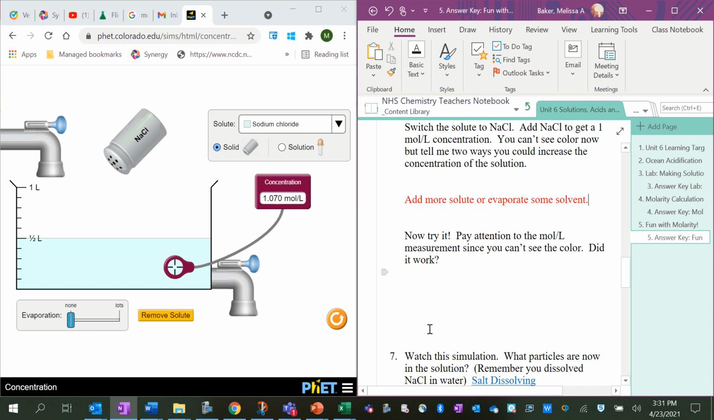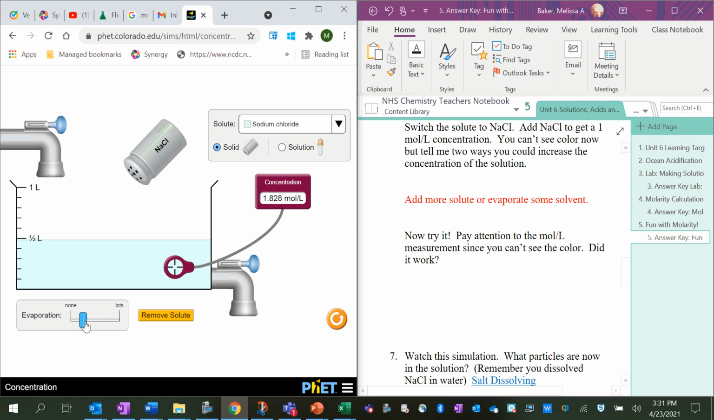Now try it. Pay attention to the moles per liter. So I could add this. That increased the concentration, or I could evaporate. That also is increasing the concentration. Did it work? Yes.